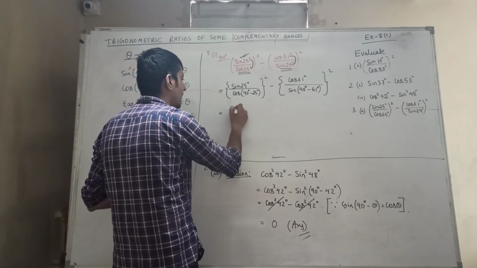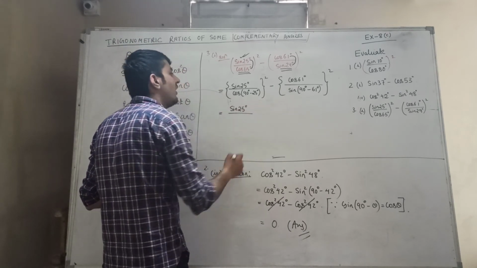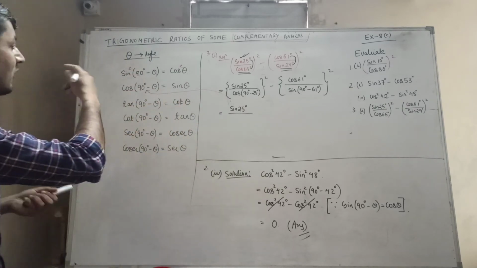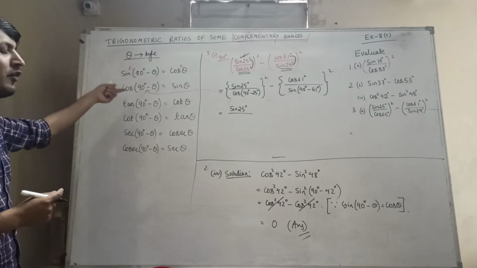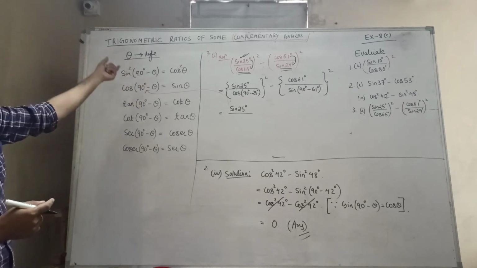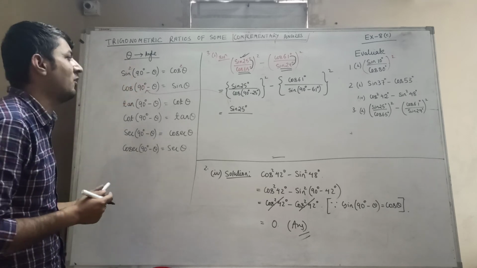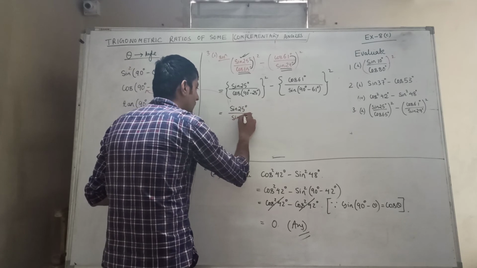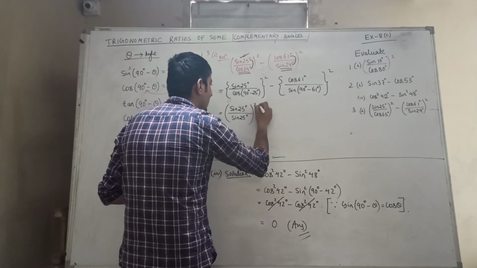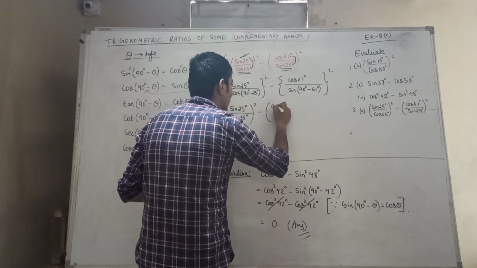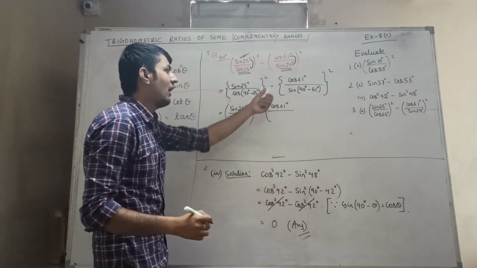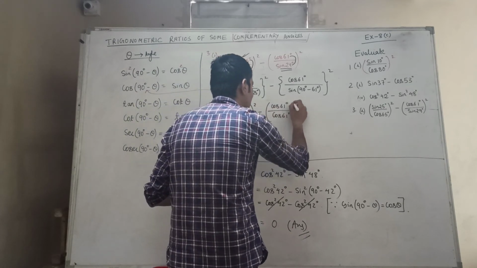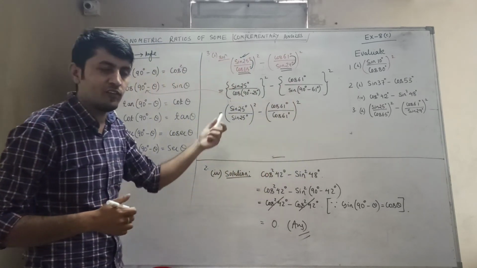This will become sine 25. Again, use your formula. This formula you have to remember. How to remember? Write down the formula again and again and try to understand the concept, how it comes, so that you can easily do it. Now, cos of 90 minus theta gives sine 25 degree, so this whole thing is squared, minus cos 61 degree divided by sine of 90 minus theta, which becomes cos 61 degree. Again, the whole thing squared.